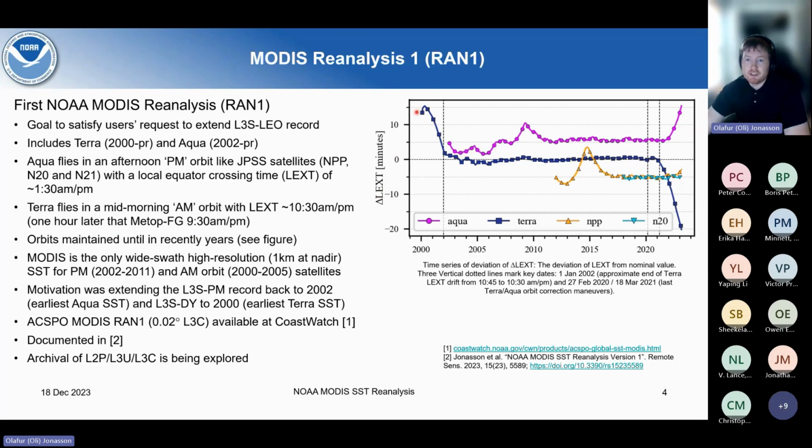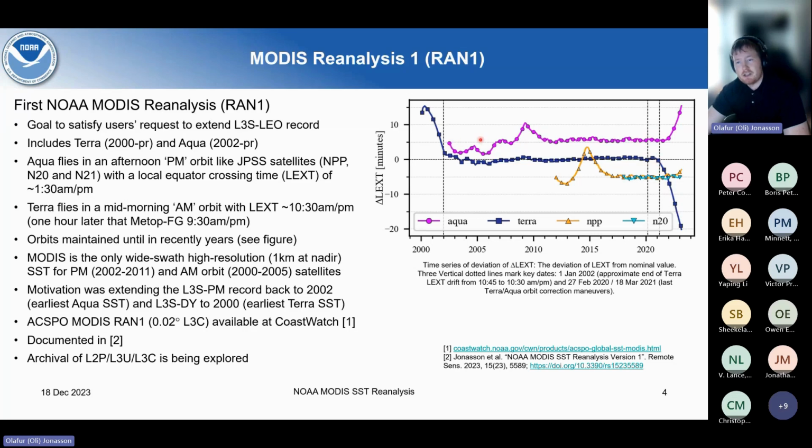Let's just take Terra in the beginning. In the first few years, Terra was actually flying in a 10:45 AM PM orbit, but over the first 2 years, it was changed to about 10:30. This dashed line denotes when it reached approximately 10:30 equator crossing time. Until recent years, it stayed very close to 10:30. This dashed line in early 2020 denotes the last orbital correction for Terra. After this, it's a projectile, so you can see it's now quite far away from the nominal.